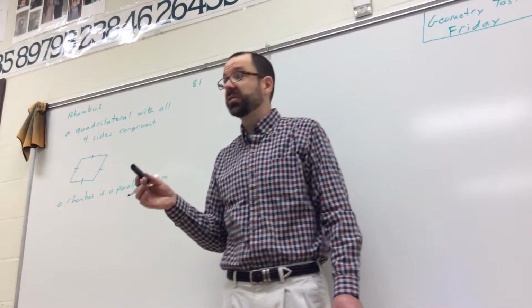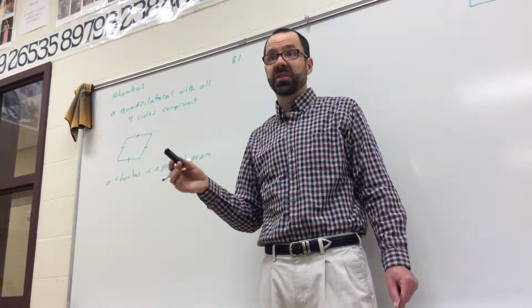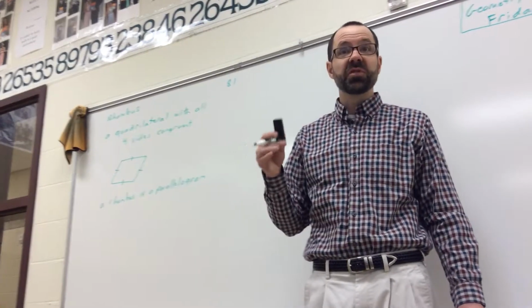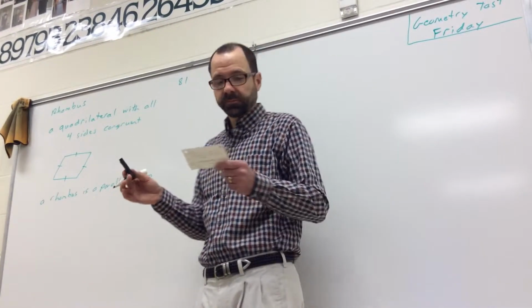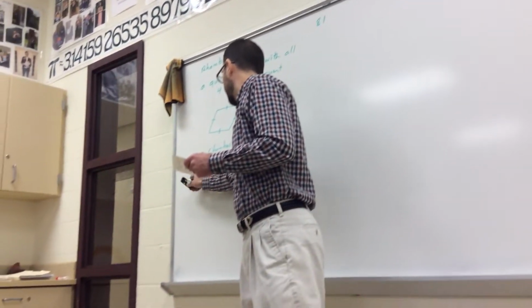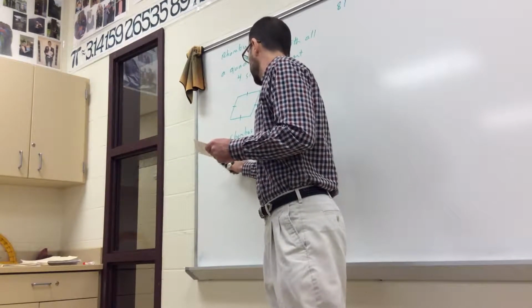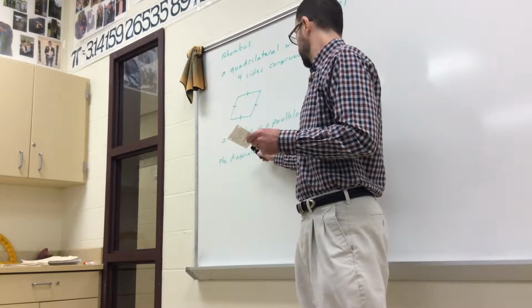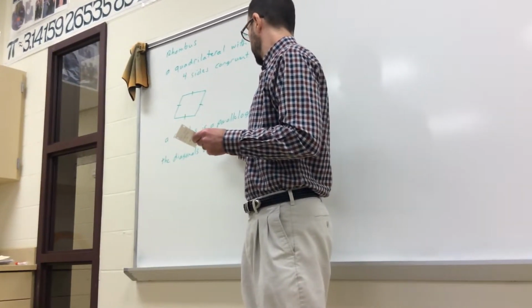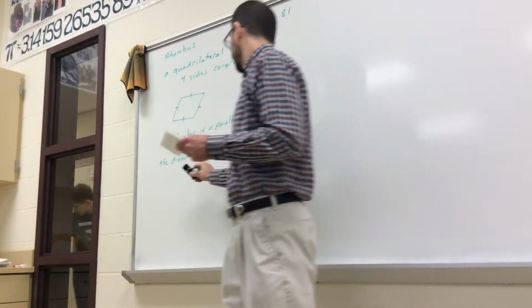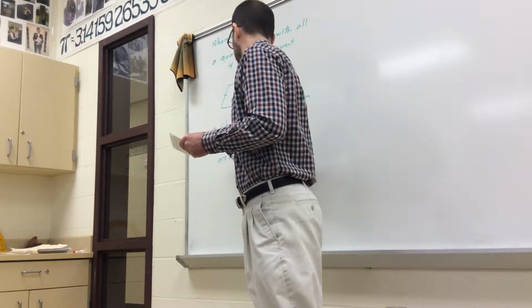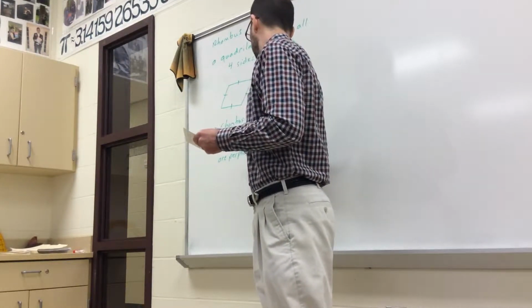But there are a couple things that are true for just rhombuses. Actually, I think the correct plural is rhombi. So there's a couple of things that are true for all rhombi. First one is the diagonals of a rhombus are perpendicular. The diagonals of a rhombus are perpendicular.